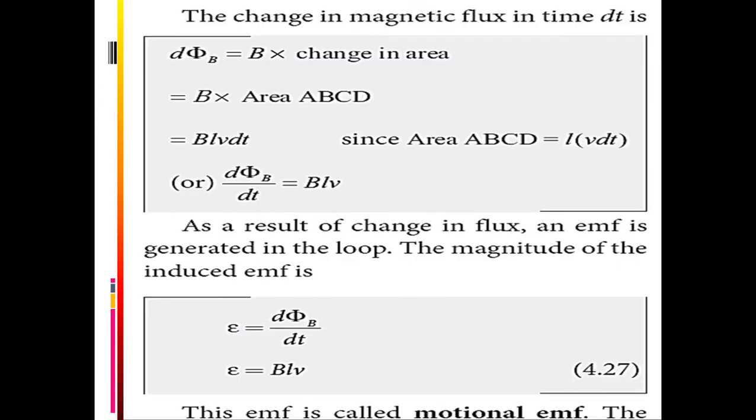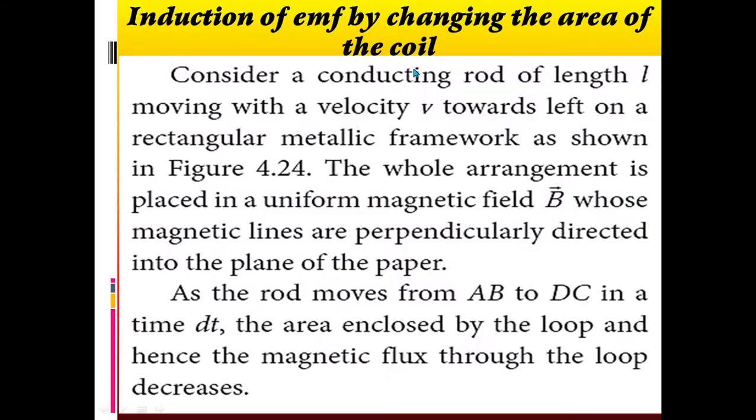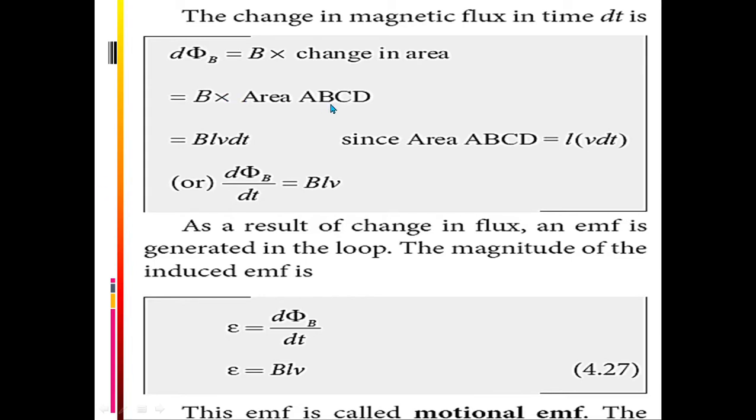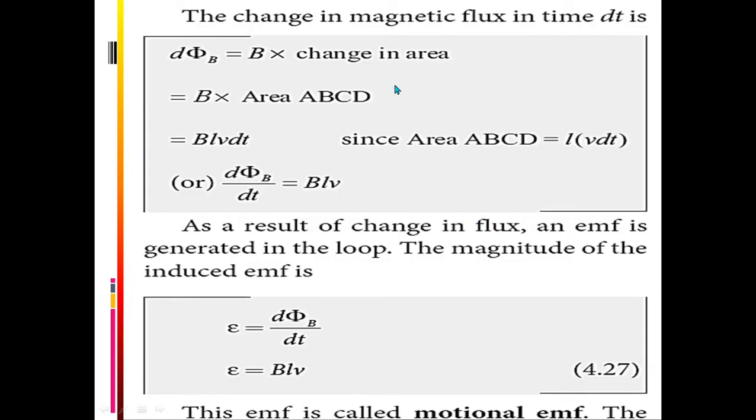The change in the magnetic flux in the time dt is d phi B, equal to B A cos theta. Here, it is B into the change in area. The change in area is nothing but the area ABCD. The area of the rectangle is length into breadth. Length is L, breadth is V dt. Substituting the value, we obtain B into L into V dt. So d phi B by dt is equal to phi B. Already we know the formula of d phi B.